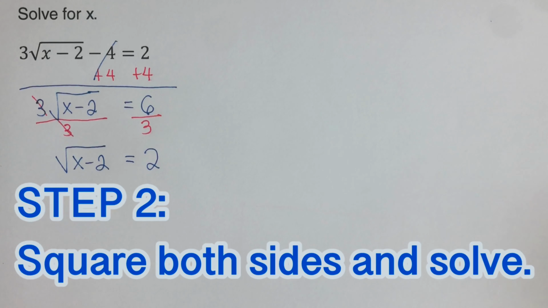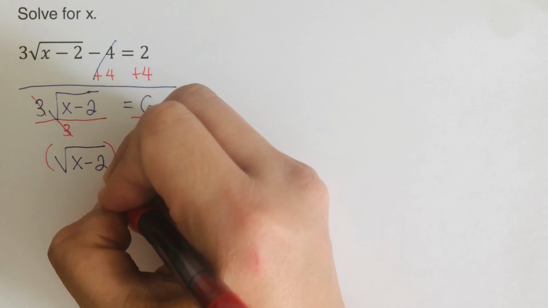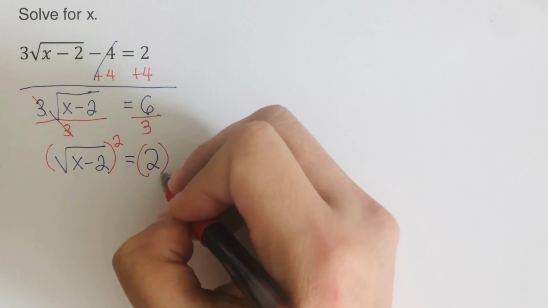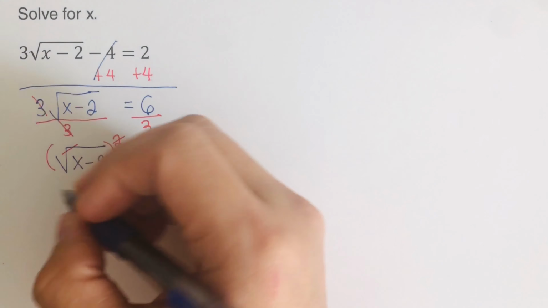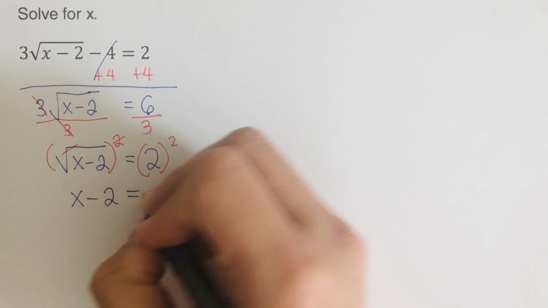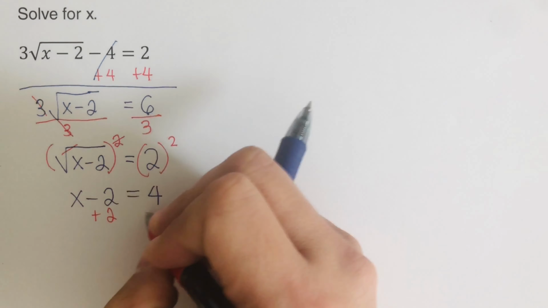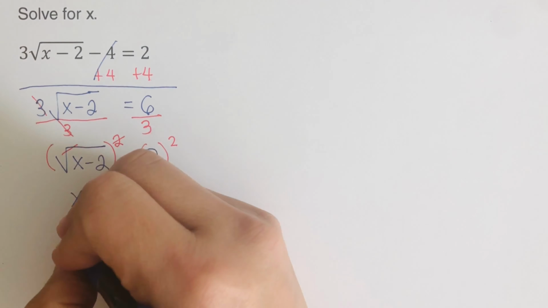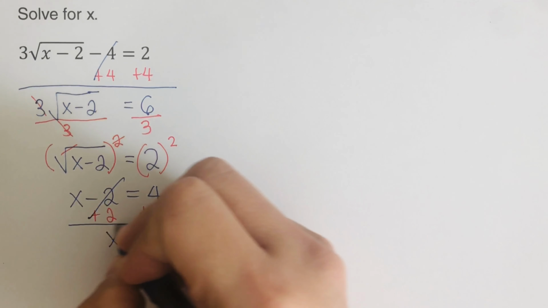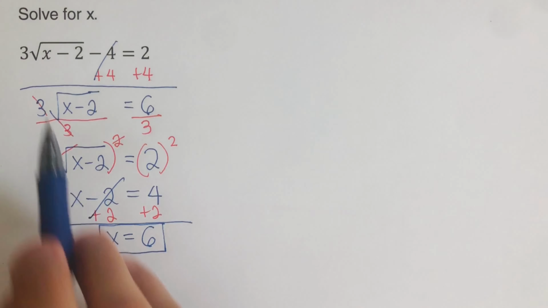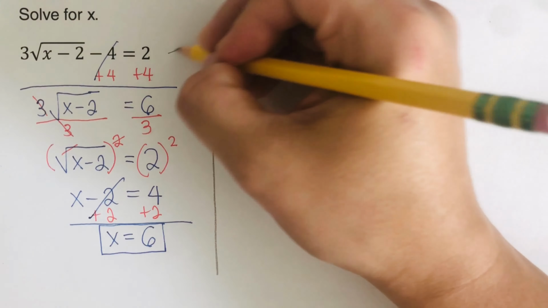Square root both sides and solve. In order to undo the square root, we are going to square both sides. From here, we can cross these 2 out. We're left with x minus 2 is equal to 4, because 2 squared is 4. Then we add 2 to both sides, plus 2 and plus 2 here. We are left with x is equal to 6. This is the solution to the equation that we have up there. And we are now ready to move on to the third step.